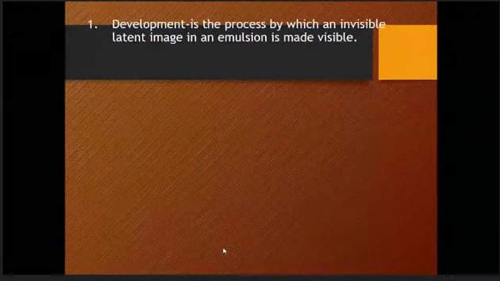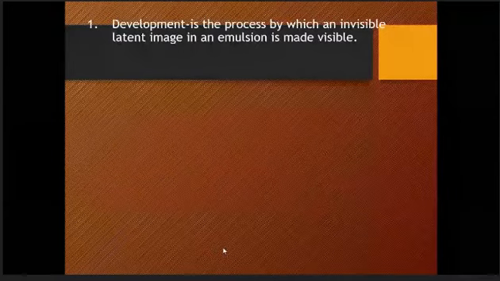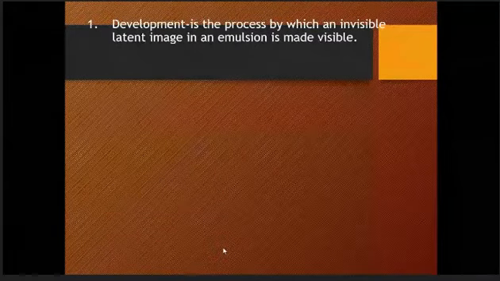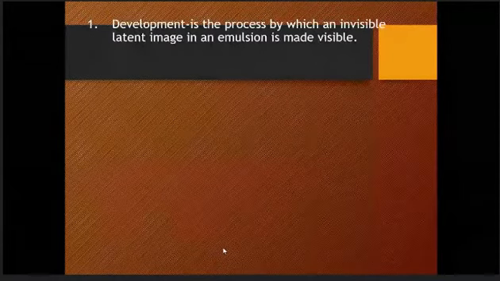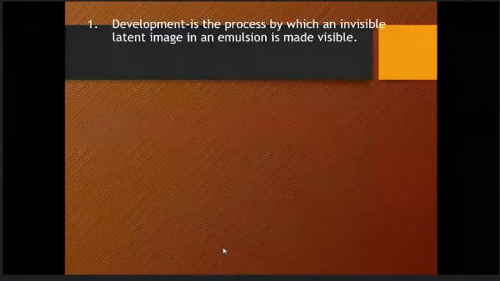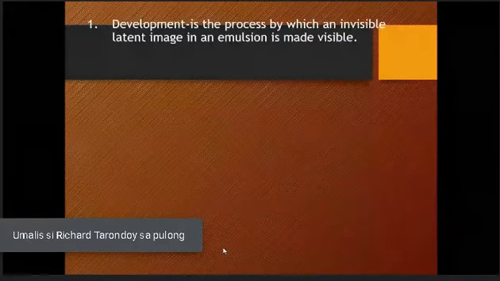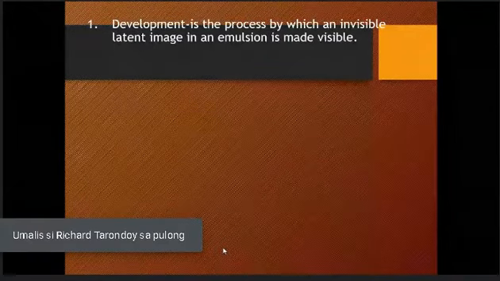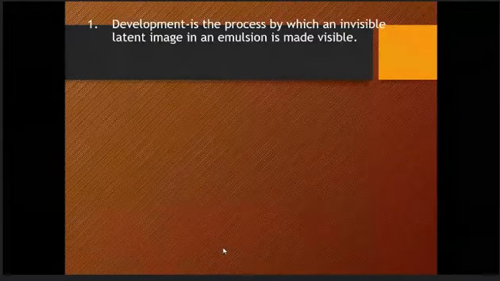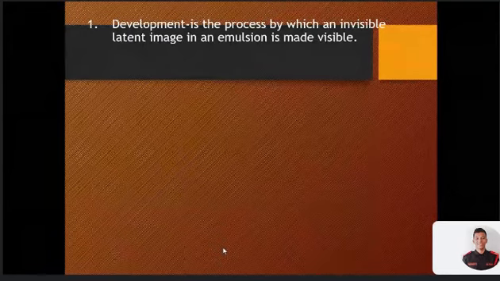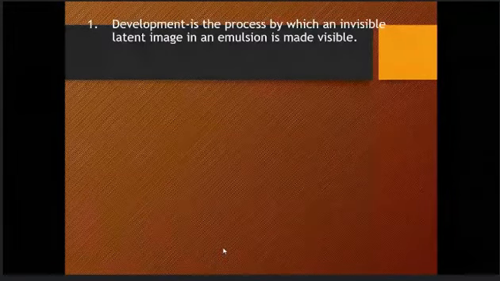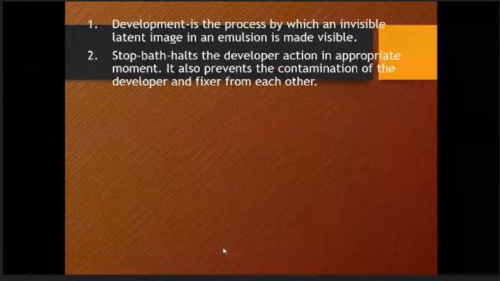Now, so in development, so what is development? Nagitawag na to. The process by which an invisible latent image in an emulsion is made visible through development. What specific chemicals are you going to use? Gagamit tayo ng acid developer. No, acid developer. It is a chemical being used na inahalo siya sa tubig.